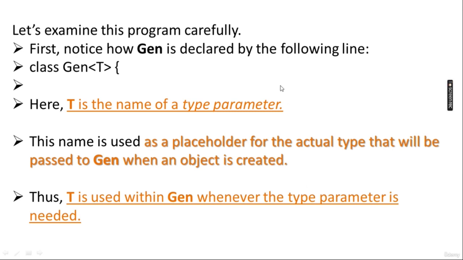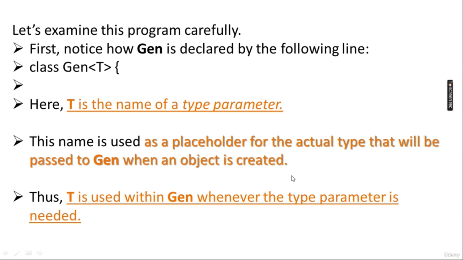So now we will see the program in detail. Notice how generics is declared by the following line: class Generics<T>. T is the name of the type parameter. The name is used as a placeholder for the actual type that will be passed to Generics when an object is created. So T will be replaced by the actual type when an object is actually created.